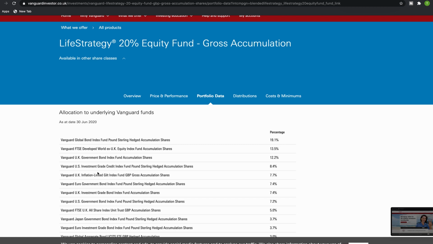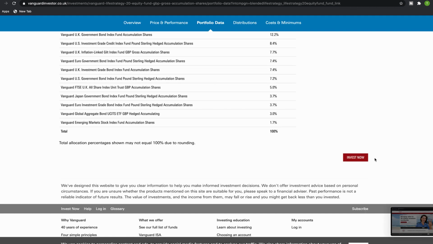So you've got the global bond index fund, 19.1%. FTSE is just Financial Times Stock Exchange. That means that particular one, for example, this one says developed world, exactly what it means, but it excludes any UK stock, right? So these are the things you need to find out, and you can scroll down and make your decision whether you want to buy it or not.